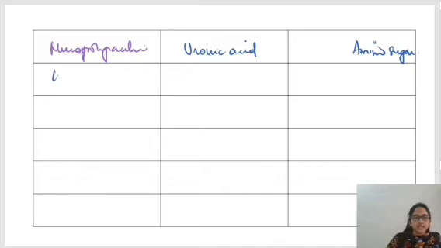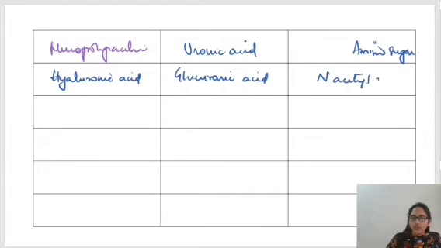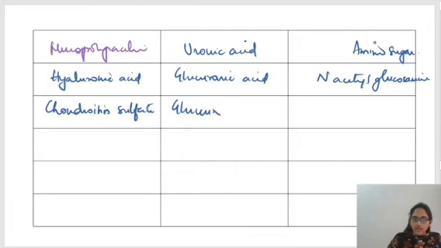Okay. So first one, let's see, hyaluronic acid. Hyaluronic acid contains what? Glucuronic acid. Okay, uronic acid is glucuronic acid here, and amino sugar is N-acetyl glucosamine. Understood? Next is chondroitin sulfate. Here, uronic acid is the glucuronic acid, and amino sugar is N-acetyl galactosamine. Okay, galactosamine.